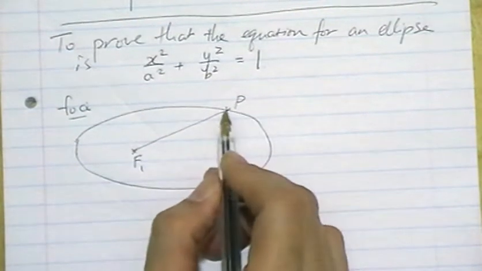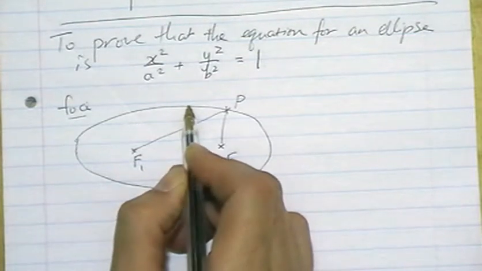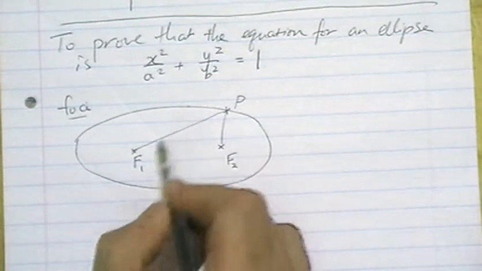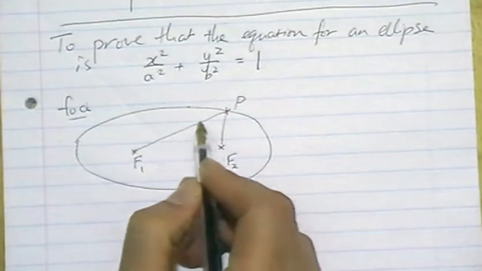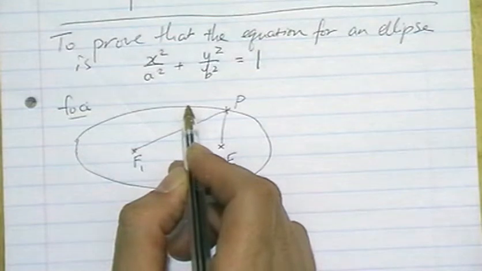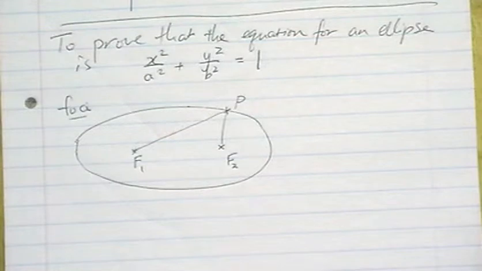So this means that if I go to another point, say there, then if I add up these two distances, the answer must be the same as for this point. Okay, so no matter where I am on the ellipse.